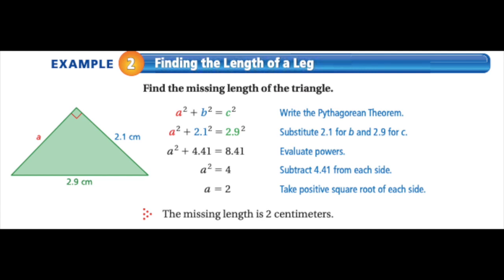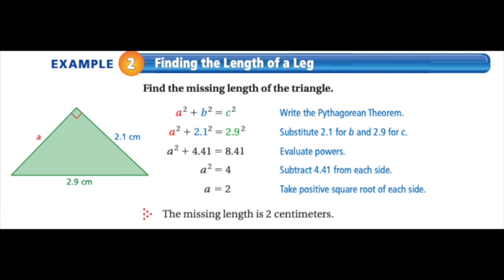Now looking at example 2 on page 303, we see that the triangle looks a little bit different. This time, we were given a leg and the hypotenuse. Notice we know it's the hypotenuse because it is opposite that right angle. So here's where it's really important that we substitute into the correct places. Again, it doesn't matter where the leg goes, if it goes into the a or the b. Here we chose to put it into the b. So we have a squared plus 2.1 squared is equal to 2.9 squared.